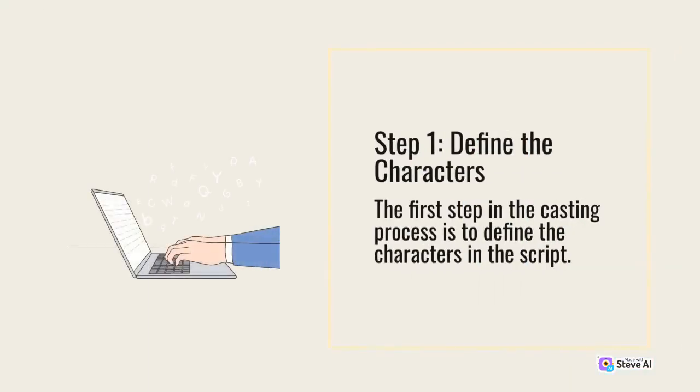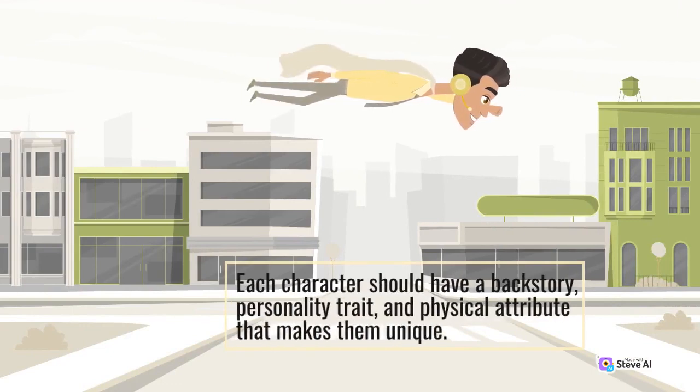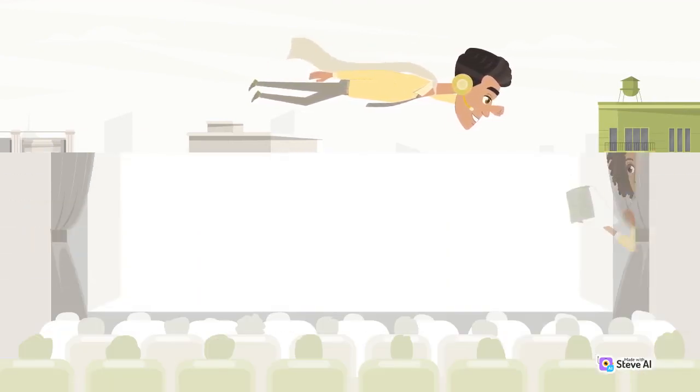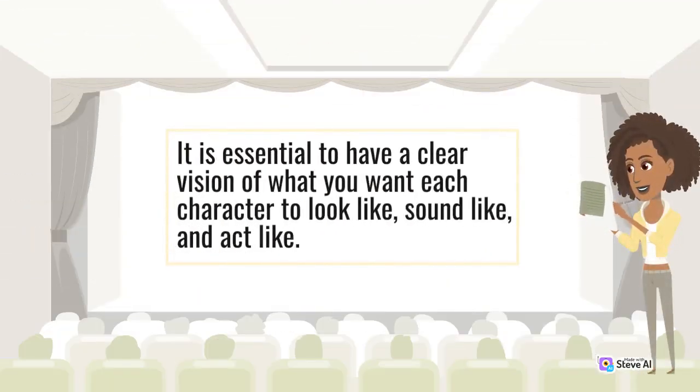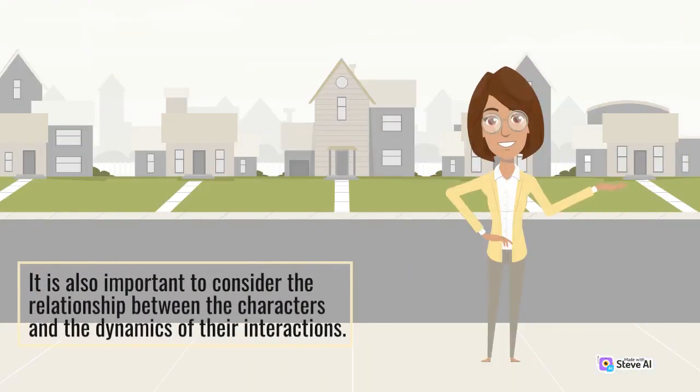Step 1. Define the characters. The first step in the casting process is to define the characters in the script. Each character should have a backstory, personality trait, and physical attribute that makes them unique. It is essential to have a clear vision of what you want each character to look like, sound like, and act like. It is also important to consider the relationship between the characters and the dynamics of their interactions.